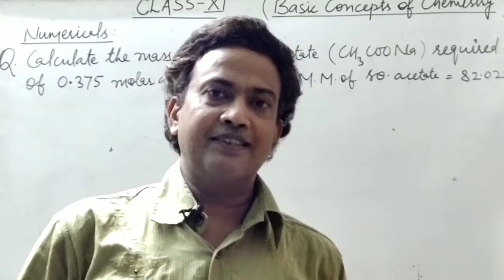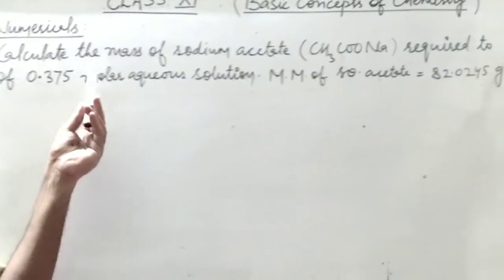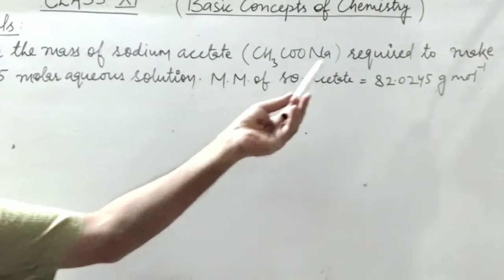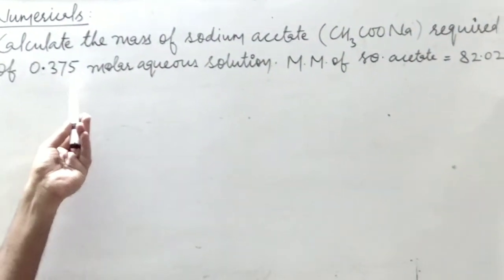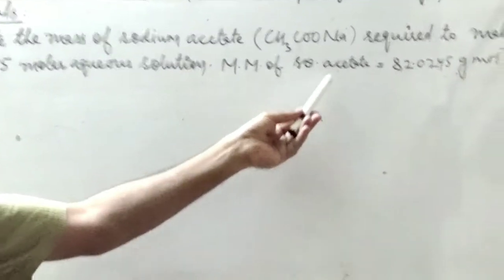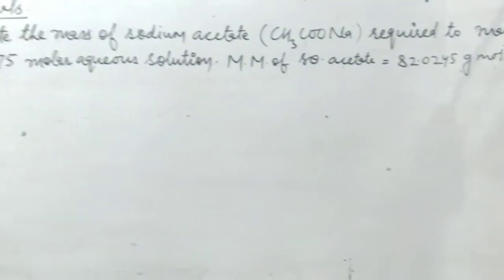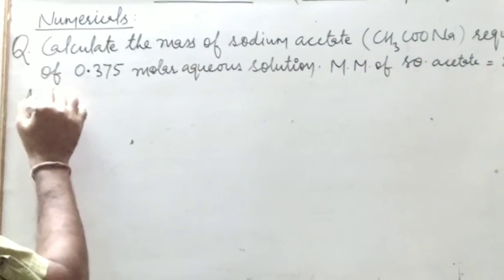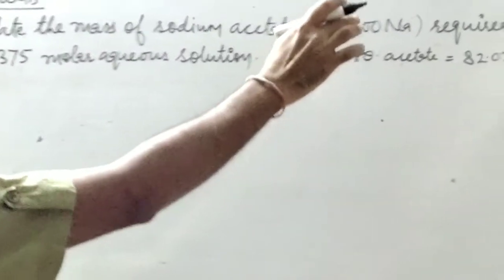Let's do some numericals related with these units. Question is, calculate the mass of sodium acetate required to make 500 milliliter of 0.375 molar aqueous solution. Molar mass of sodium acetate is given 82.0245. So how to solve this question? Molarity is given to you. You have to find out the mass. Molar mass is also given, volume is given.